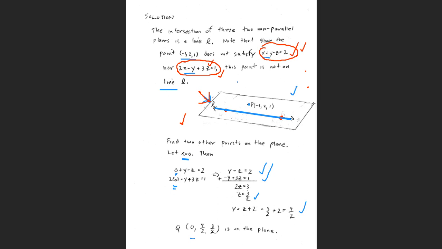So the point Q, which has coordinates (0, 7/2, 3/2), is on the line of intersection between the two planes, and also it's on the plane that we want. Remember, the plane contains the line of intersection of those other two planes. So when we find a point on the line of intersection, it's also on the plane. Now we have 2 points.